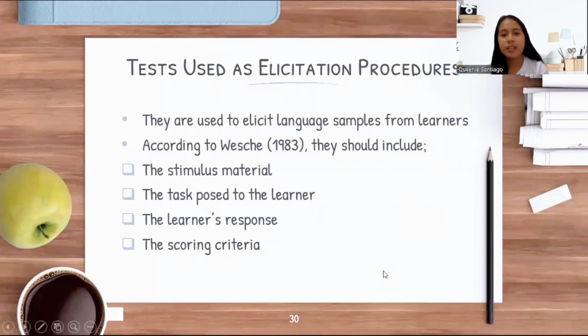Tests used as elicitation procedures. They are used to elicit language samples from learners. According to Wishy 1983, they should include the stimulus material, the task posed to the learner, the response, and the scoring criteria.